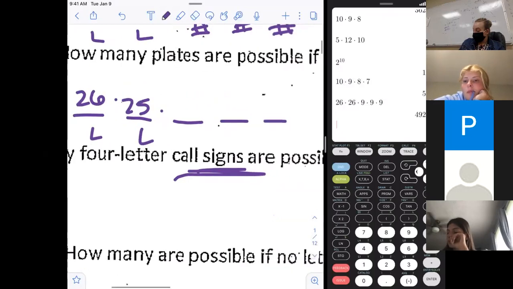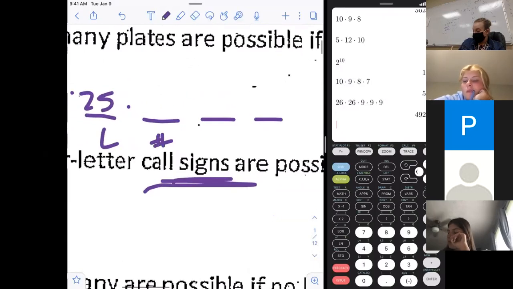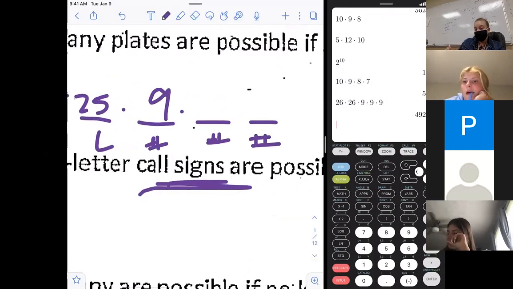Okay, now I'm going to do my non-zero digits. Again, I start with the same I started with earlier, 9, but now I can't repeat. So what are my next 2 numbers? 8 and 7. Very good, Brooke.